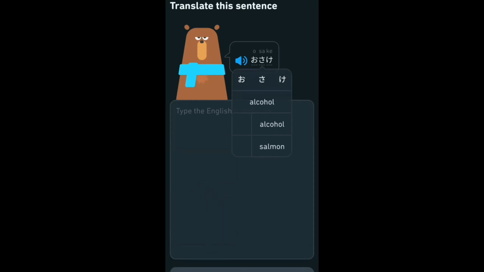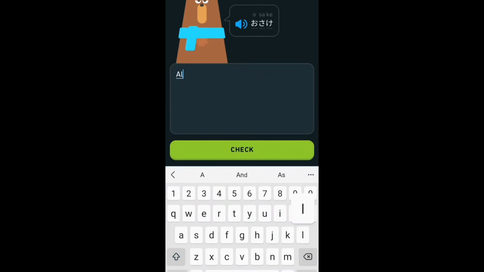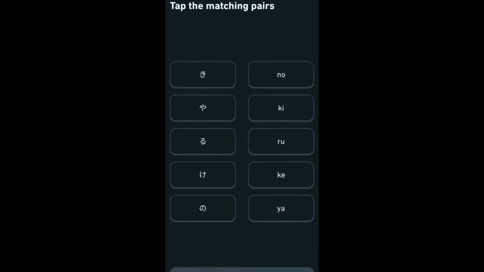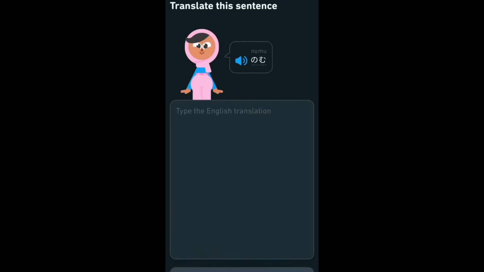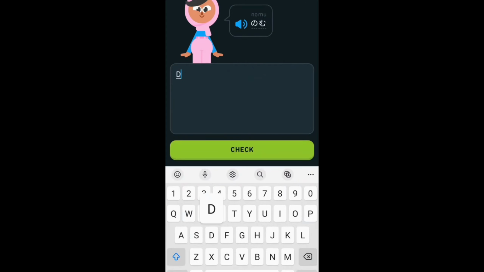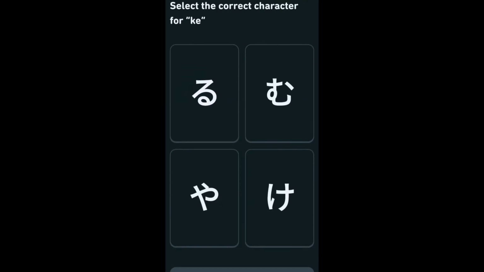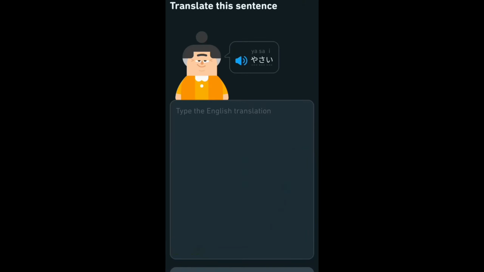So if you are paying attention, you may already know this, but it means alcohol in Japanese. So they say you want to have osake, that's alcohol. And what is ki? That's ki. And this is ya. This is ru. And this is ke. And this is no. So when we're pronouncing our R's, we may want to say it differently, almost like between an L and an R. So nomu means drink, and ke is, I think, oh, I don't think we've covered this one. No, we have, yes, it's the fourth one. So ke is the fourth one.